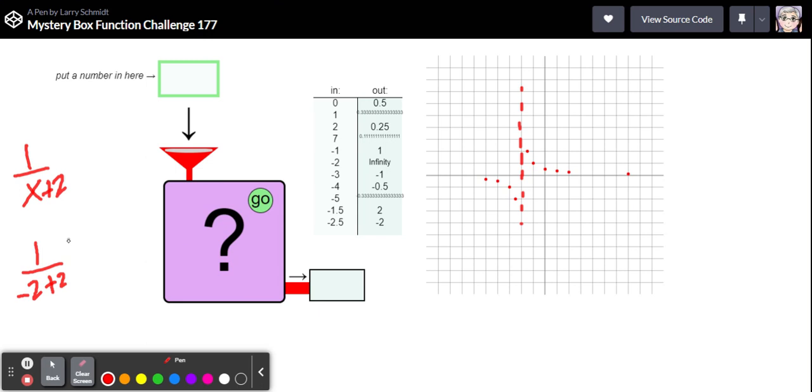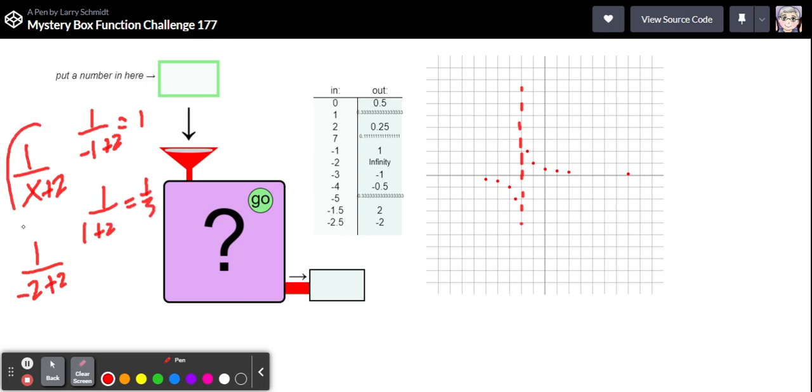Now let's test a couple of points though. What if we put in -1? So if you put in -1, that's 1/(-1 plus 2). That's 1. And that's what we got at -1. What about putting in 1? Well, that would be 1/(1 plus 2). 1 plus 2 is 3, 1/3. That's what we get. So I think we've got this.